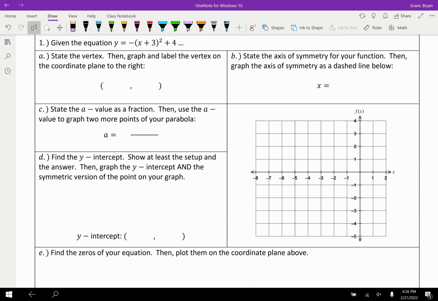Alright, let's get to it. Problem 1. Given this equation, let's state the vertex, opposite of h, comma k: negative 3, comma 4. I'm just going to do a piece at a time.